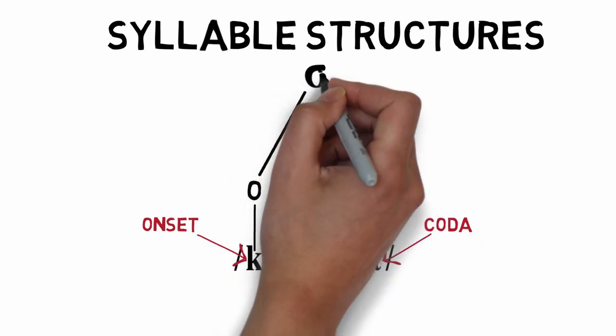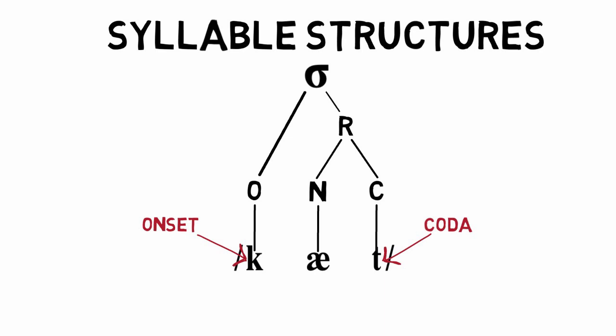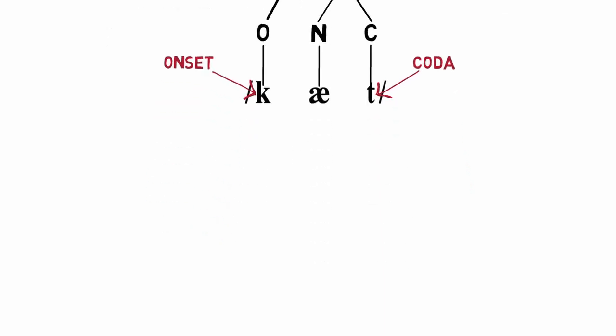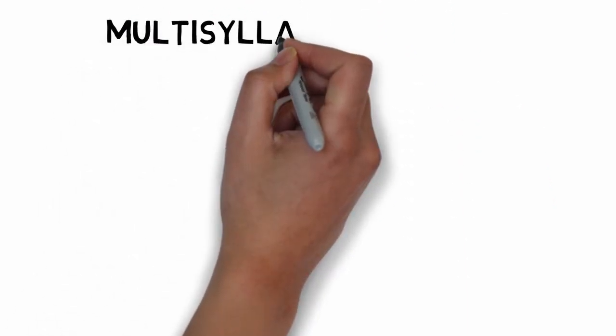It simply contains only the nucleus. Finally, the onset and the rhyme join together at the top to form the syllable, which we use the symbol sigma to represent. This really just means the syllable as a whole. Now, building up a syllable is much easier with a single syllable word. You only have to do one. But if we wanted to mark the syllables in a multisyllabic word, or a word with many syllables, it gets a little bit more tricky.